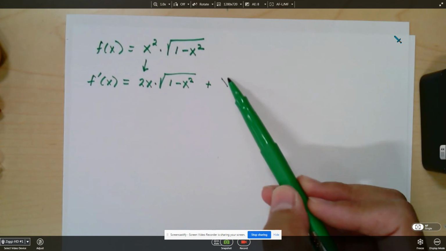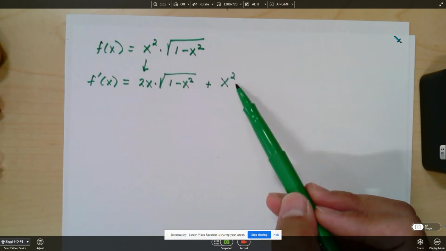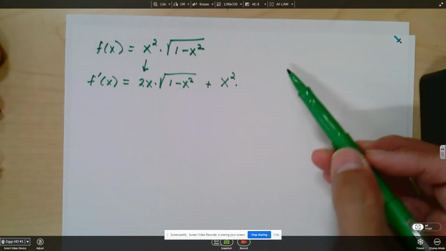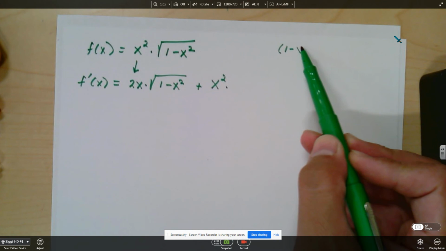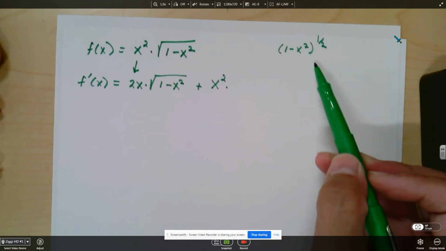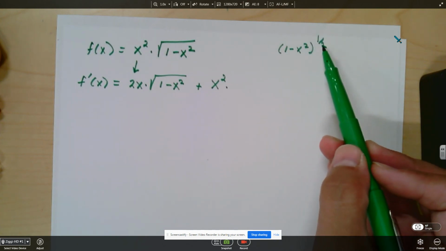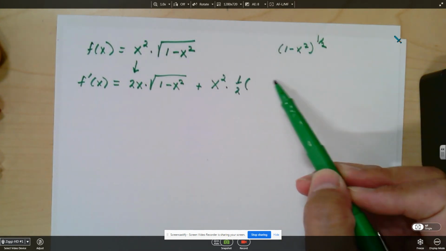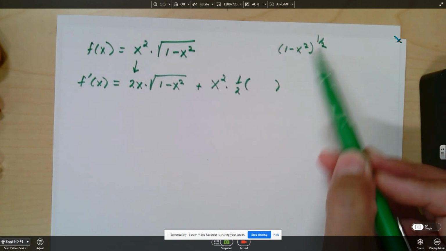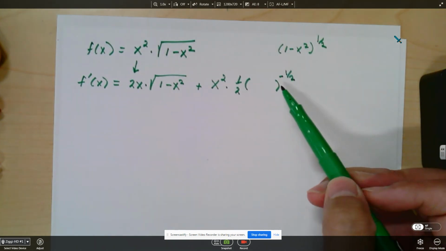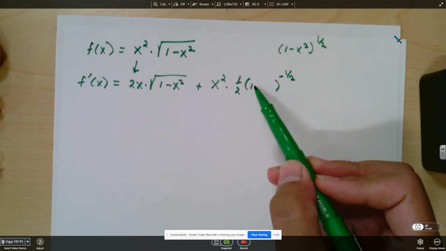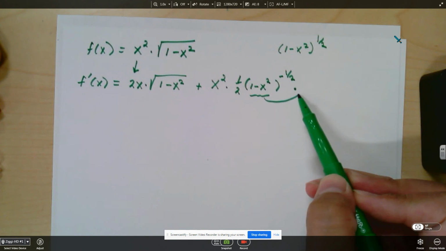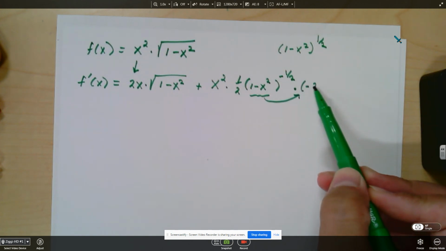Leave the first piece alone. You took its derivative already, so you just leave it alone. And here's the derivative of the second piece. The second piece is a chain rule because you have a 1/2 power. So you would do 1/2 and then subtract 1, so negative 1/2. Leave the inner piece alone, and then times it by the derivative of the inner piece, negative 2x.